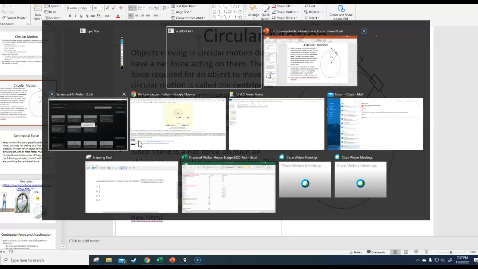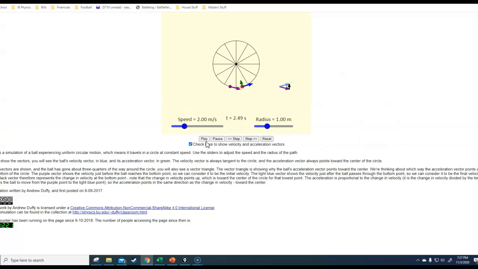Just to show you what that might look like, I will go back to this simulation I've shown before. And here we can see a red ball moving counterclockwise in circular motion. And here the blue arrow represents the velocity of the ball. Okay, notice this blue arrow is always kind of pointed along the outside of the circle. But the green arrow represents the acceleration of the ball. And notice that the direction is changing all the time. Okay, but the green arrow is always pointed towards the center of the circle.